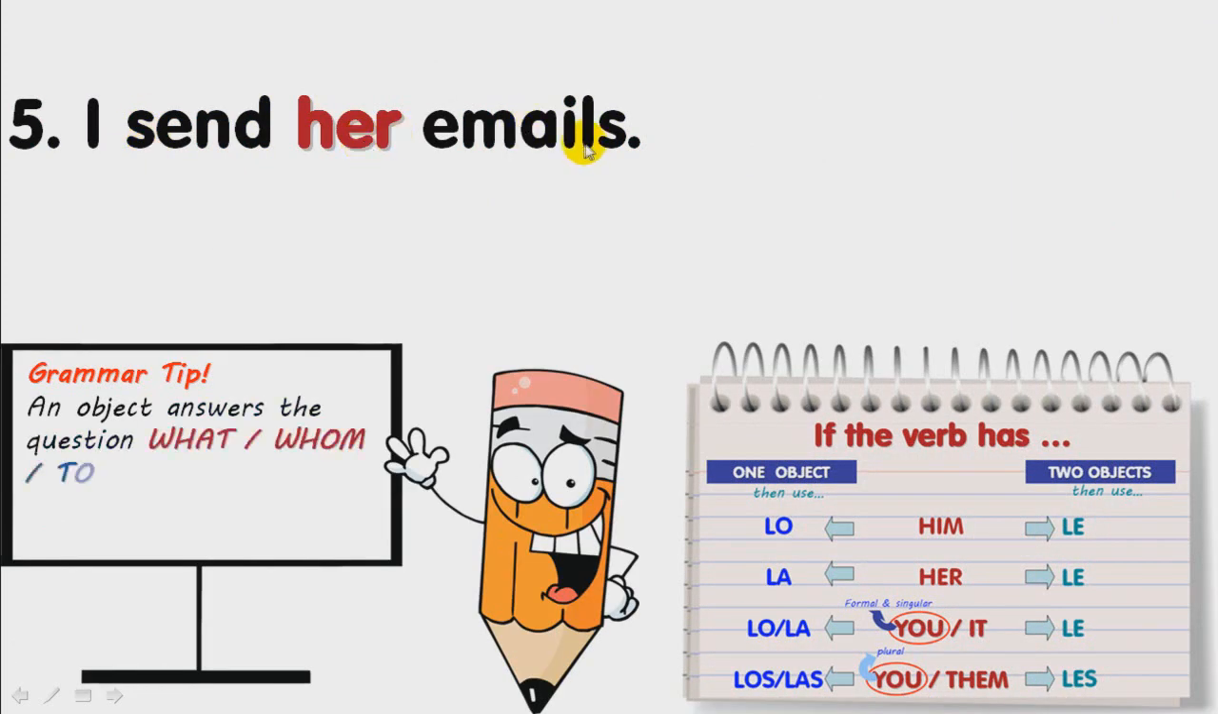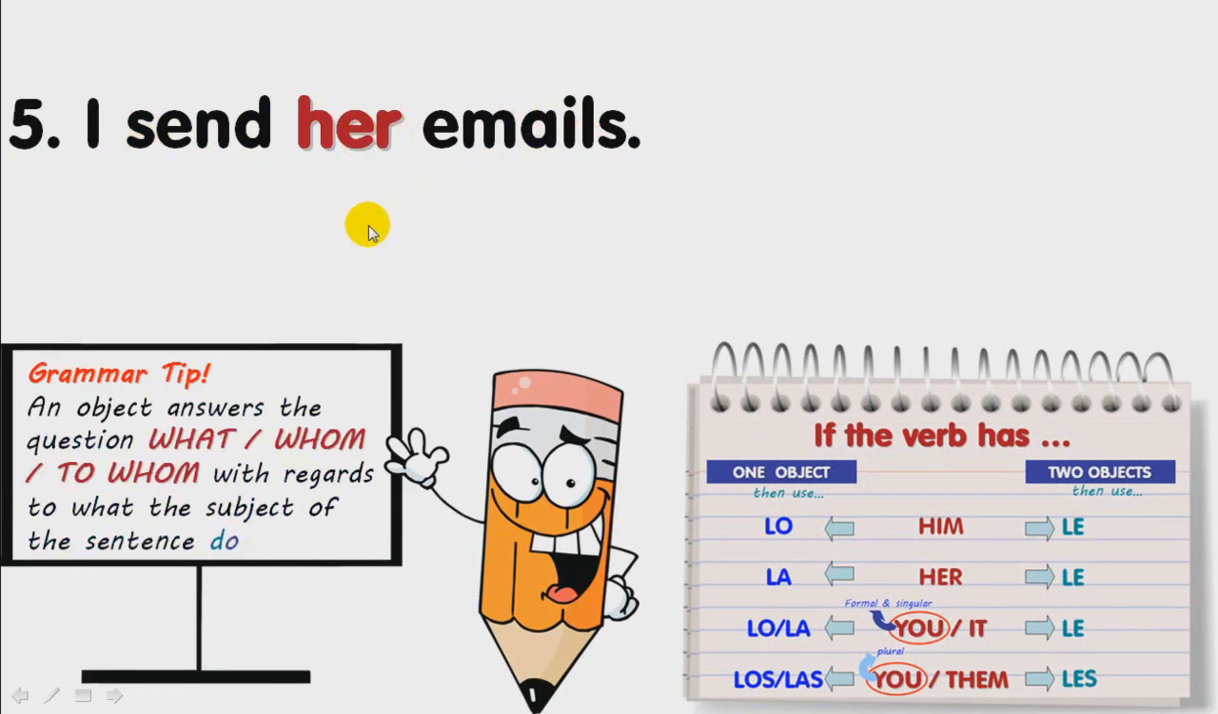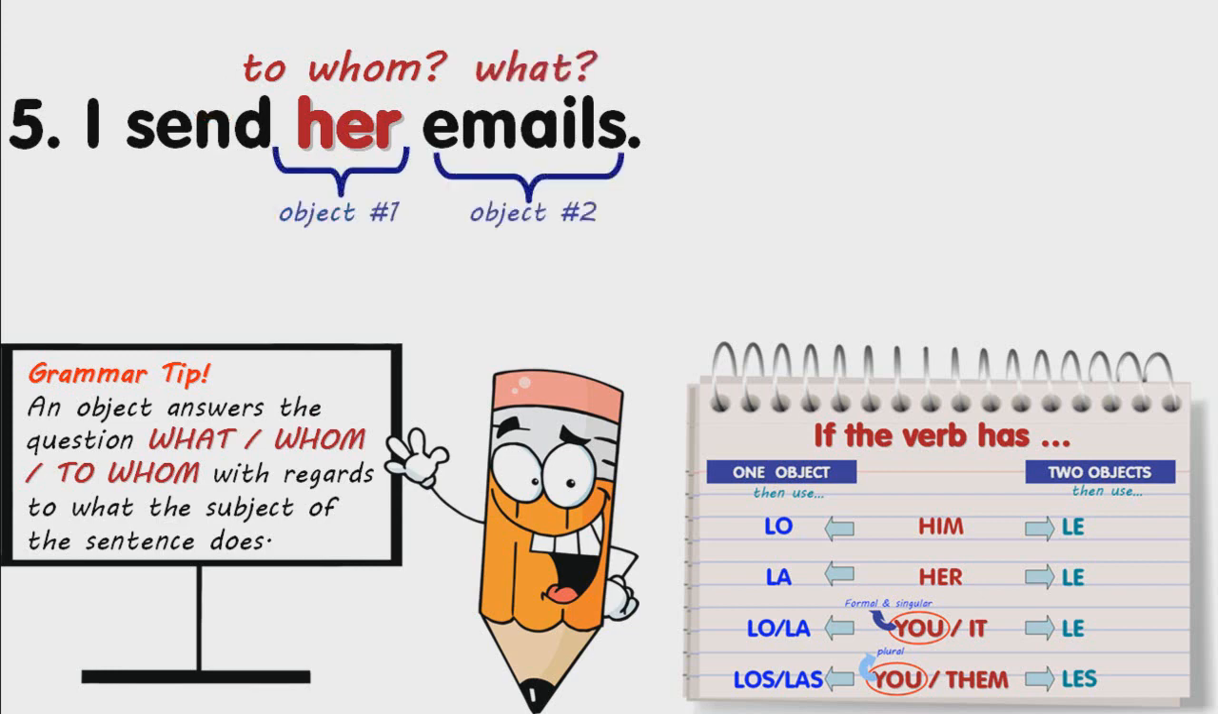I send her emails. How many objects do we have? One, I can answer to whom do I send the emails. And also I have the answer for what. What do I send her? Emails. So I have two objects. For that reason, for two objects, the translation of her is le. Le envío emails.